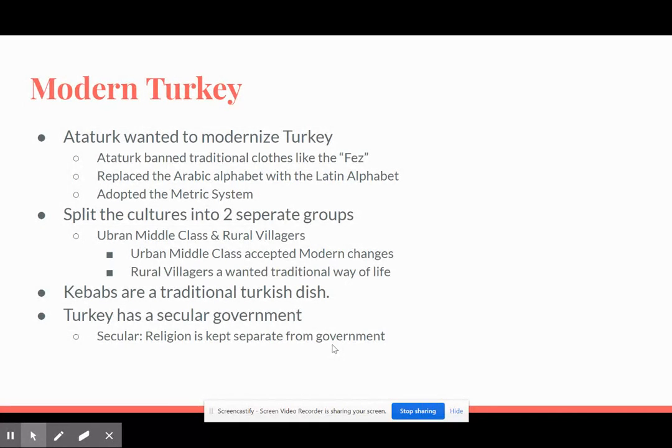Turkey also has a secular government. Secular means that religion is kept separate from government. So you guys remember when I talked about the separation of church and state in the United States? The United States is a secular government because one religion does not influence the decisions that we make as American citizens. We try to keep religion and our government separate from one another.